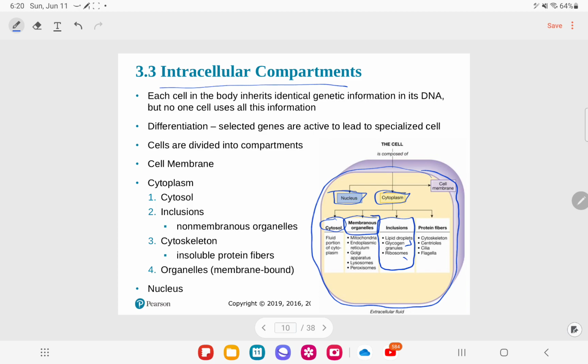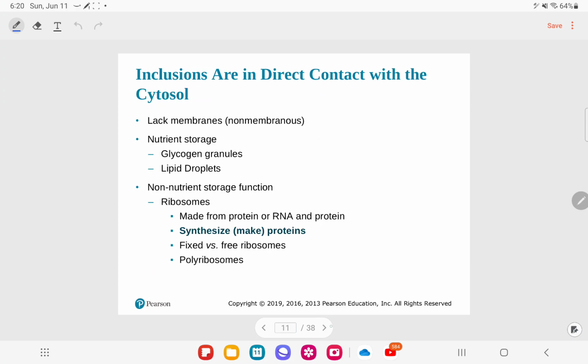And then we have protein fibers that also help to make up the cytoplasm, right? Like the cytoskeleton, the centrioles, cilia, flagella, things like that. These are going to be insoluble protein fibers. So these inclusions that I mentioned, like the lipid droplets and the glycogen granules, are for nutrient storage. They're going to lack a membrane, so they're going to be non-membranous.